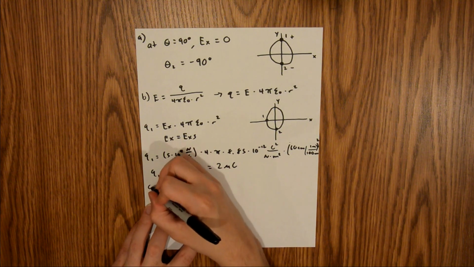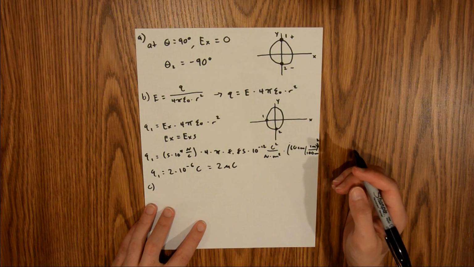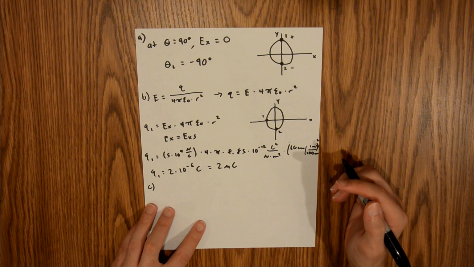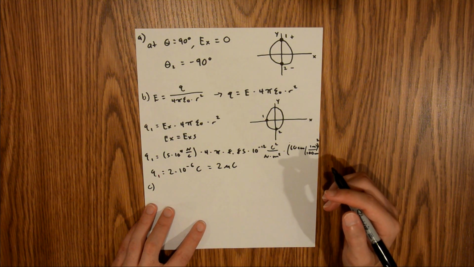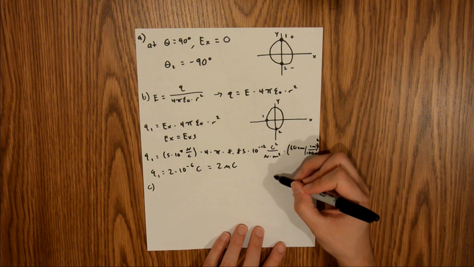So now we can move on to part C, which asks for the charge on bead 2. And what we can do is a similar analysis to what we did in part B. If we look at graph C, we see that we have a maximum net electric field in the y direction at 0 or 180 degrees. You can choose either. I'm just going to choose 0, and so we can draw a diagram once more.